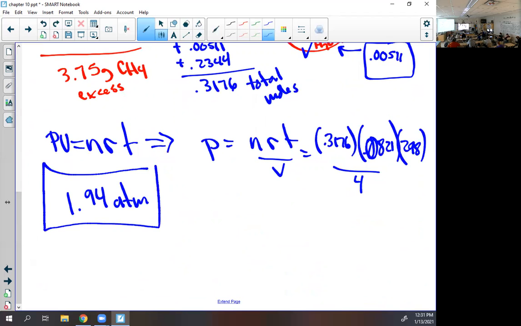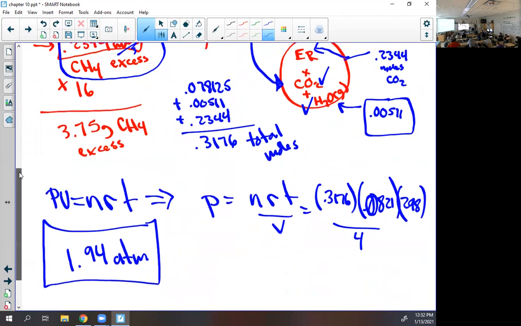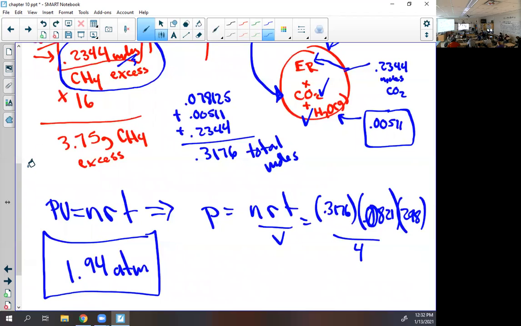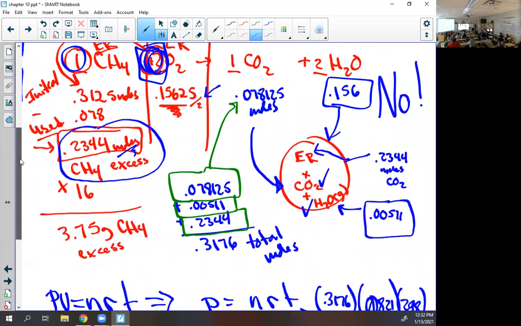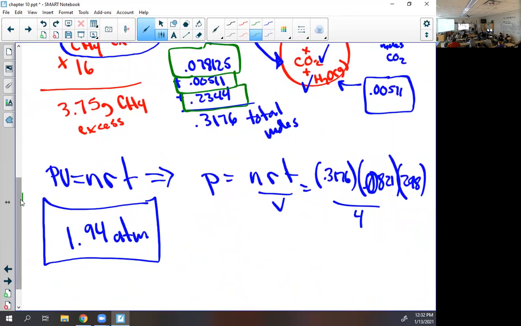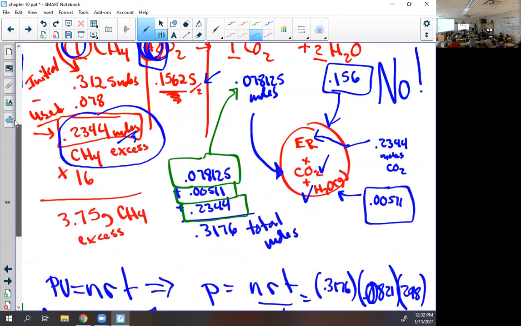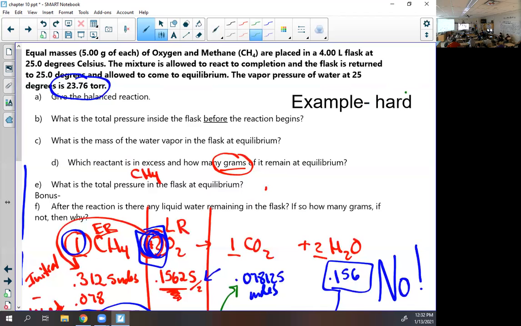Which part did we get the moles from? That's a tough question to answer because we got it from everywhere. This step was the total. This step came from solving for CO2. This part came from solving for vapor pressure to get moles. This part came from calculating your excess reactant. Now, notice right up here. What does that say? Hard. This is a butt kicker.